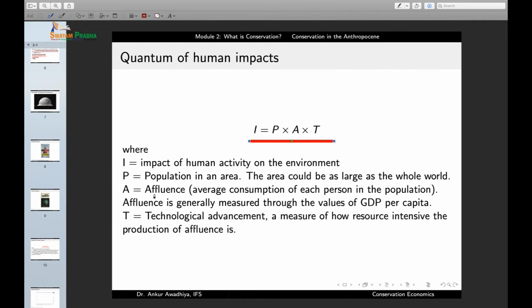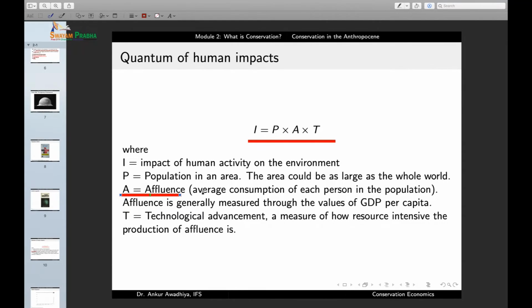I is also proportional to the affluence. Now, affluence is the average consumption of each person in the population. So, affluence is telling us how much amount of resources are being consumed by one person. Affluence is generally measured through values of GDP per capita. And what affluence is telling us is that if you have more amount of resources, you are overconsuming the resources. The more affluent you are, the more amount of resources that you are using. And so the amount of impact that you will have by using a large amount of resources will also be large. So I is also proportional to A.